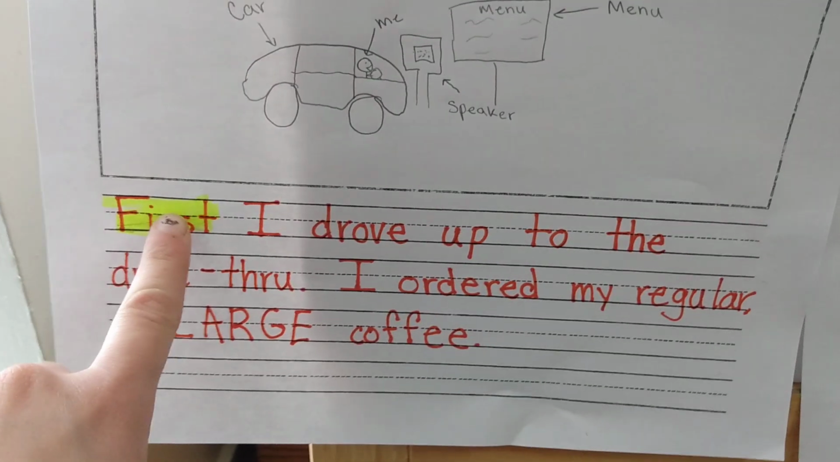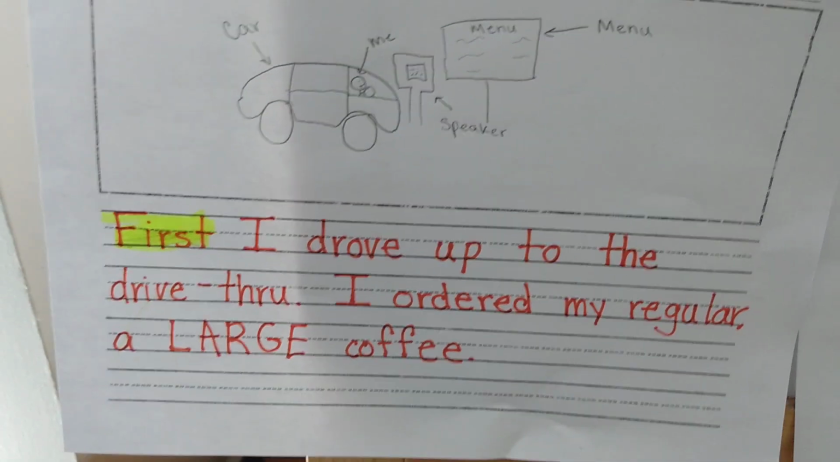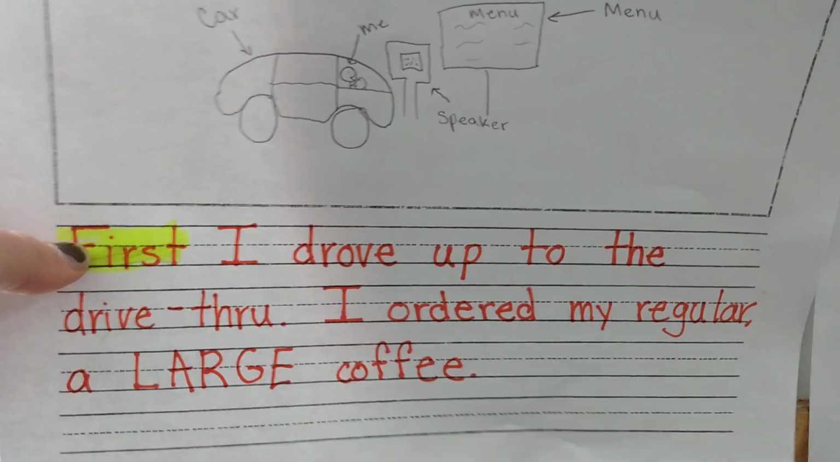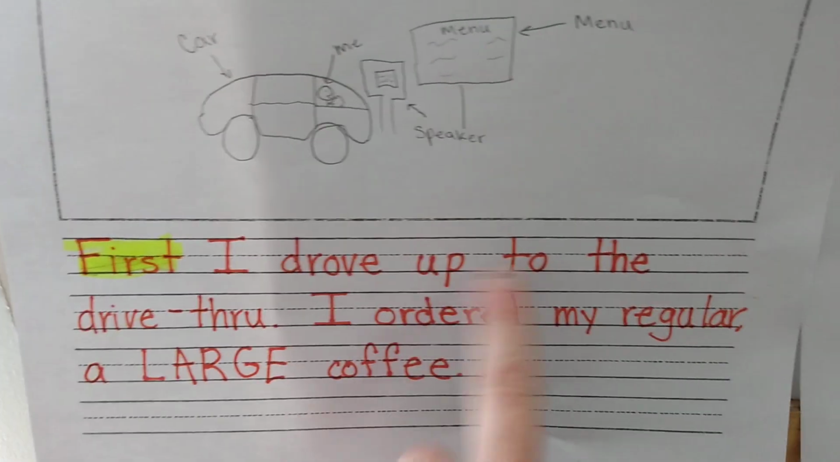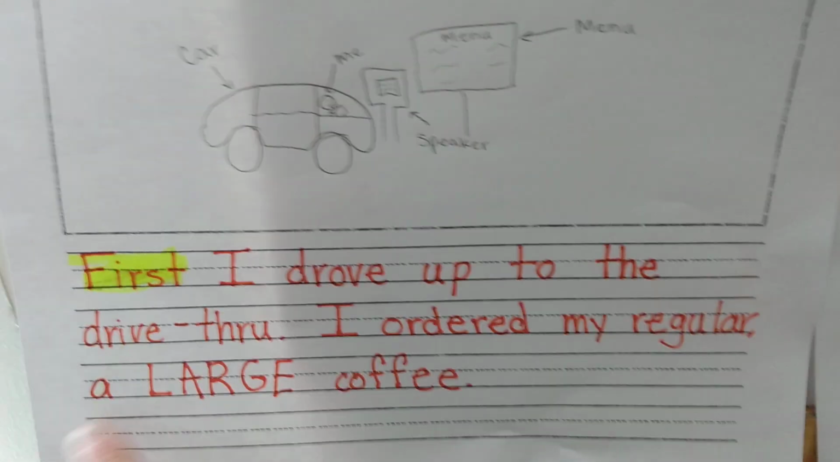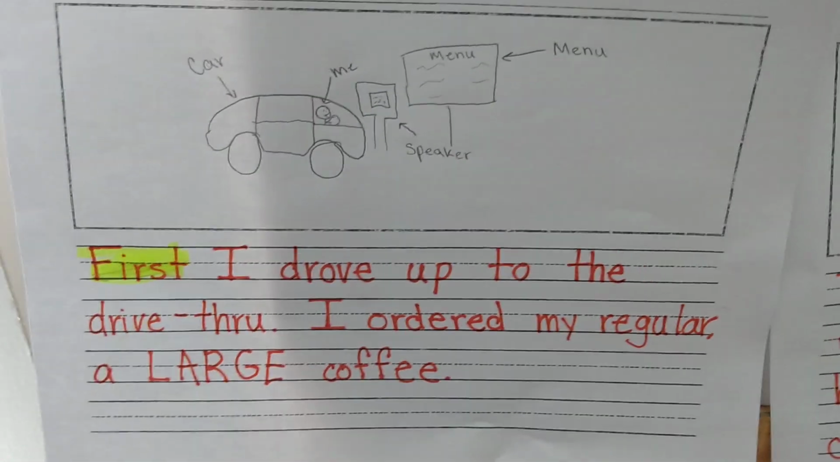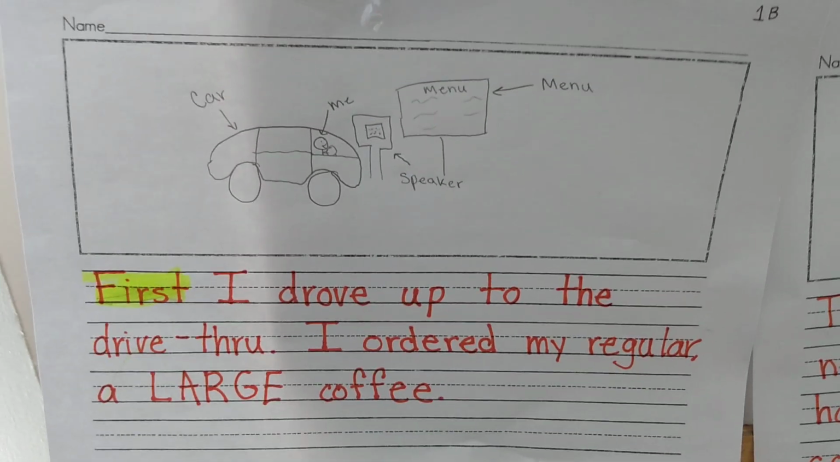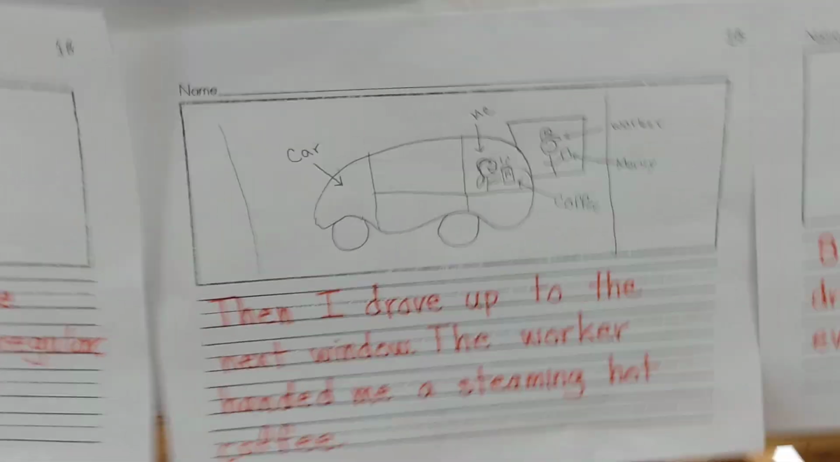Now, I highlighted this word right here because it is a transition word. It's the word we use in the middle of our stories. Please make sure you start with a transition word and a capital letter. So I said, first I drove up to the drive-thru. I ordered my regular, a large coffee. I wrote large in bold because I wanted to make sure you guys knew that I got a large coffee. Okay, then I went to my next page because remember, we're writing across 3 or more pages.